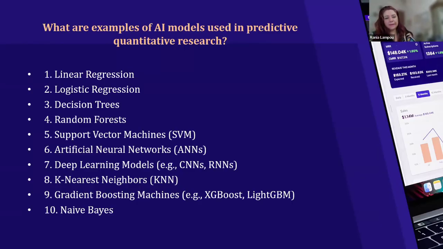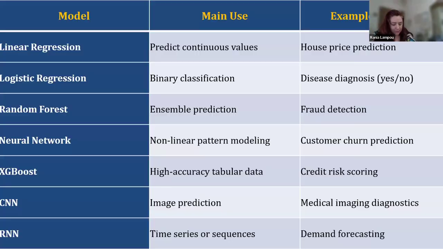So here you can see the model, what is the main use, and the example use case that I mentioned before. Linear regression we can use for house price prediction, logistic regression for binary classification, random forest for ensemble prediction, neural network for nonlinear pattern modeling, XGBoost for high accuracy on tabular data, etc.